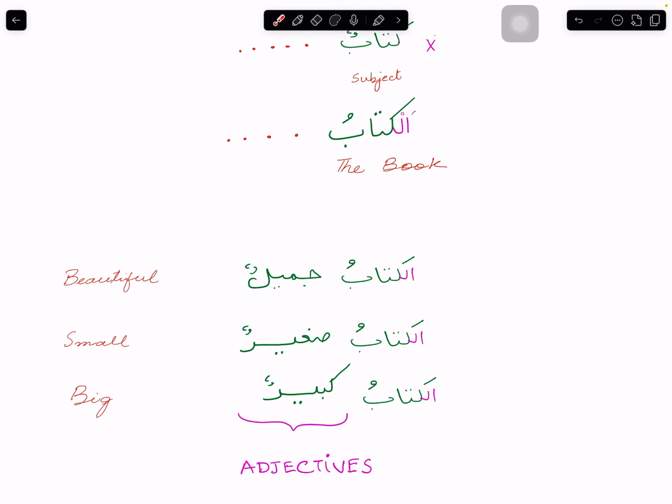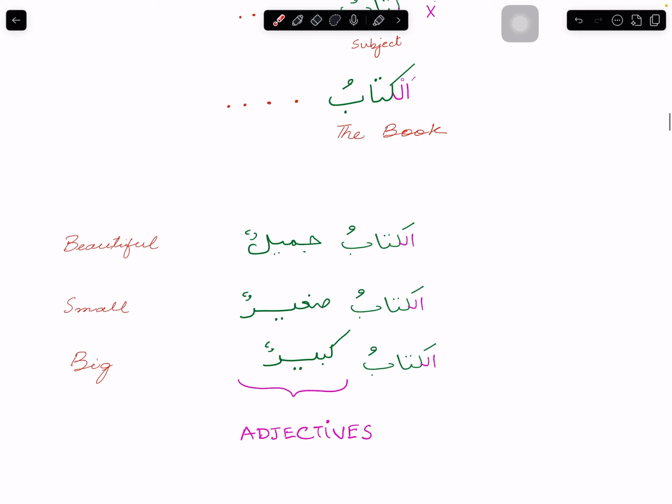You will learn later on that if we somehow say a different form, like al-kitaba or some kitaba, this becomes jamilan, something like that. But we will get there eventually. Right now, what is important for you to understand is: the book is beautiful, the book is small, the book is big. And this tanween follows whatever i'rab or whatever sound we had here.